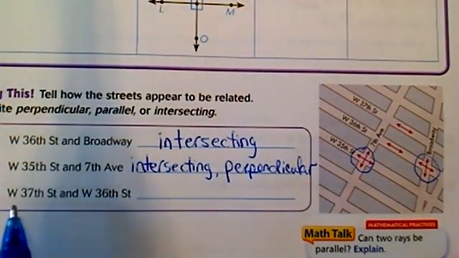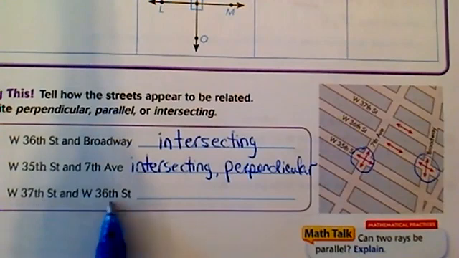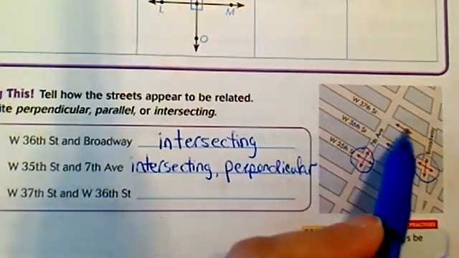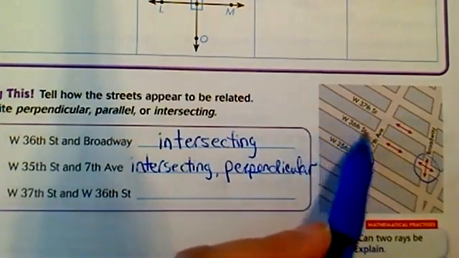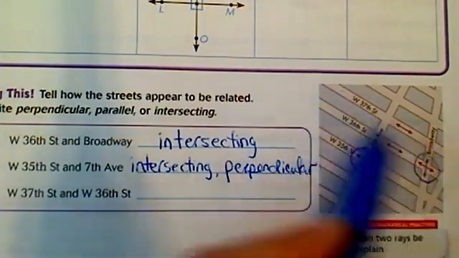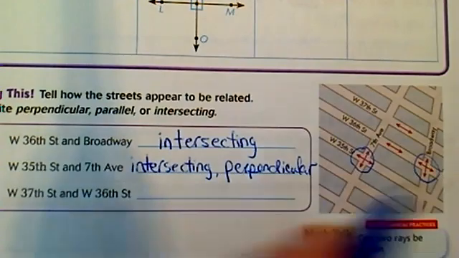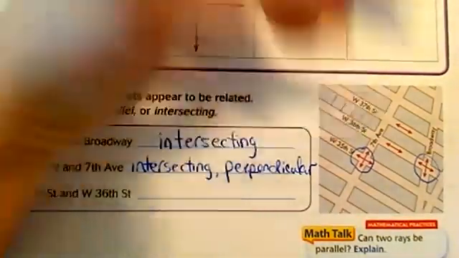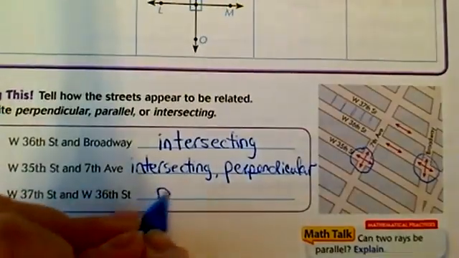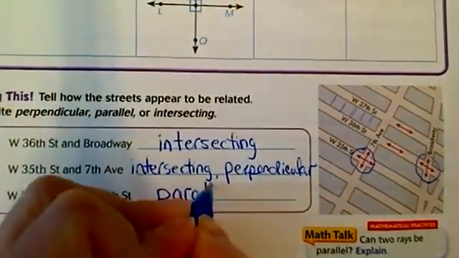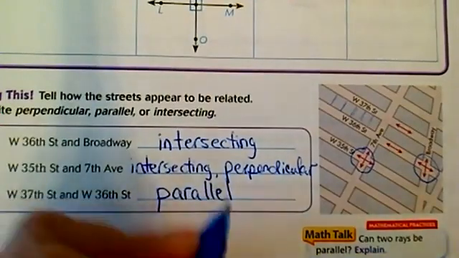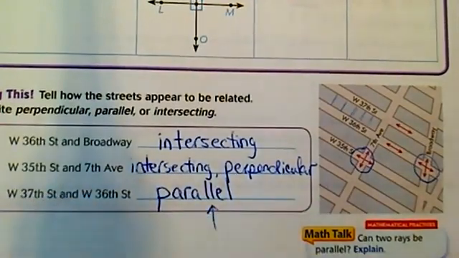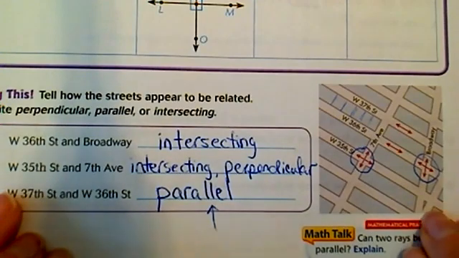Okay? And then how about West 37th Street and West 36th Street? Well, here's West 37th Street and here's West 36th Street. They do not intersect in any way, and they appear to be the same distance apart. And so we are going to say that these lines, these streets, are parallel. By the way, notice the word parallel has parallel lines in it. That's how I remember how to spell it.